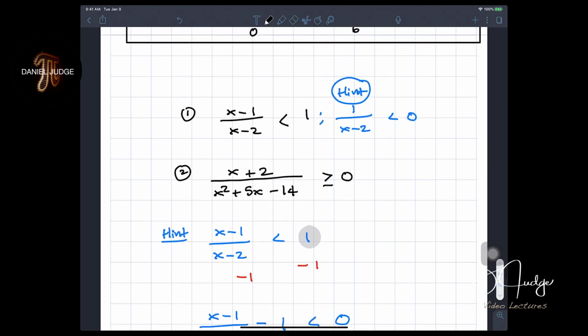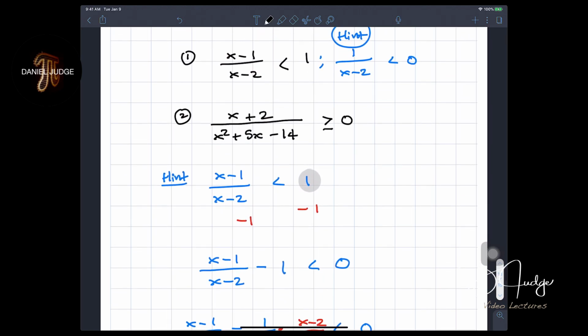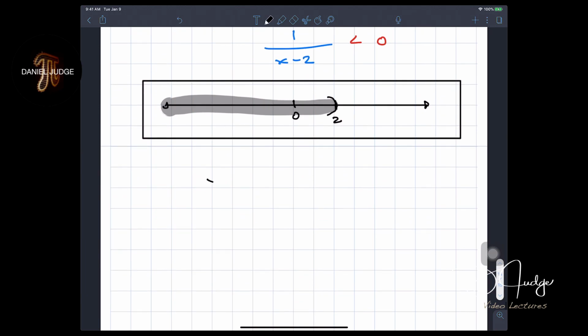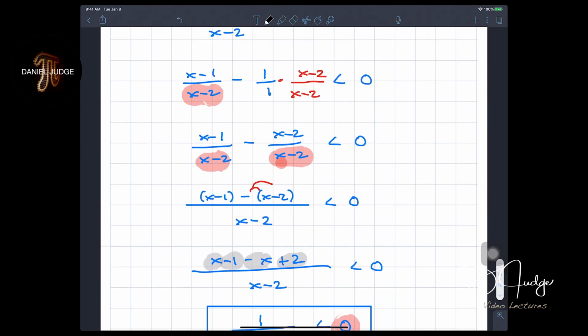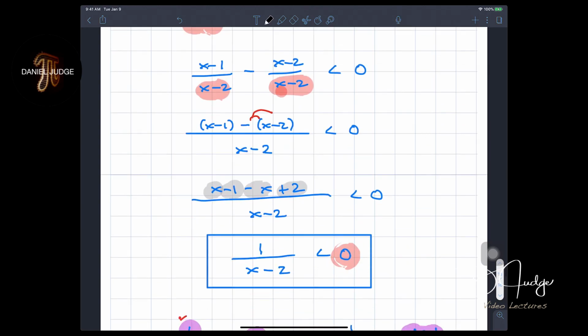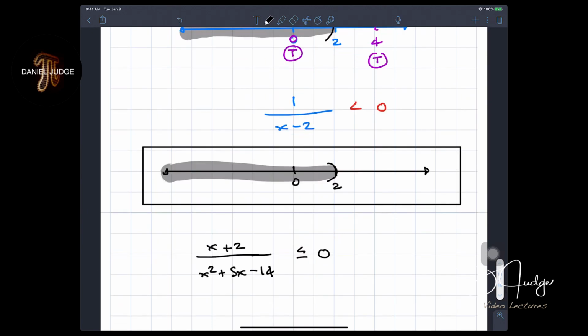Yes, we had to make that 0 by doing a little bit of algebra. And then I have x plus 2 over x squared plus 5x minus 14. So x plus 2, and I think that was less than or equal to 0. Let's double check. Yeah. Oh, no. Greater than or equal to 0.